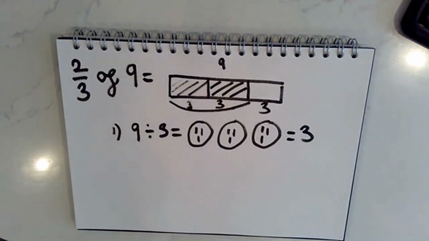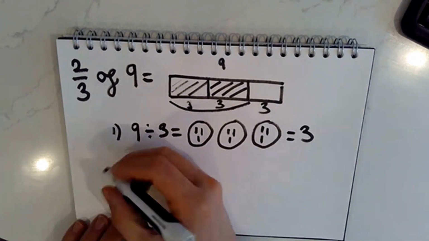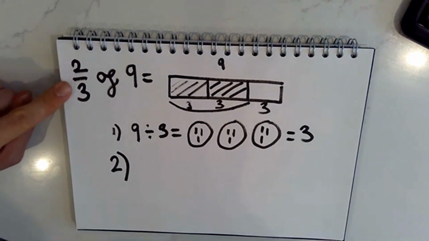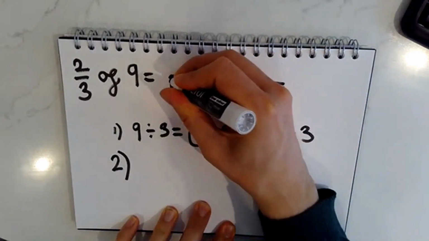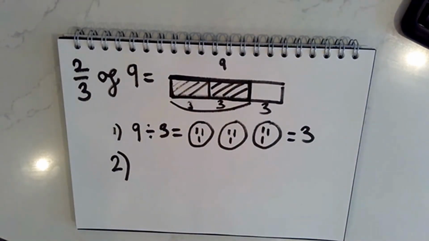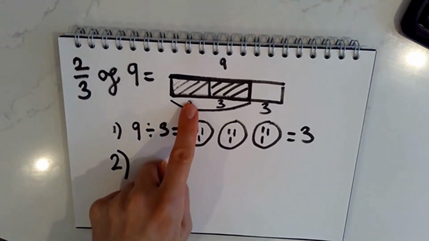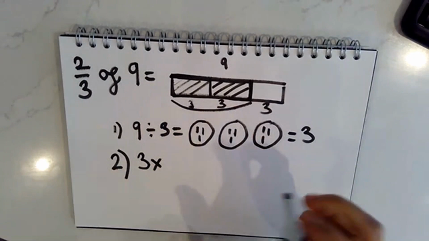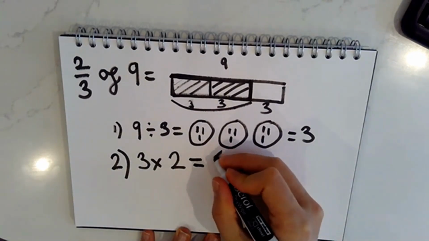So I know what 1/3 is equal to. 1/3 is equal to 3. But Year 2, I don't want to know what 1/3 is equal to. I want to know what 2/3 is equal to. To do that, I need to multiply what 1/3 is equal to by 2. I know 1/3 is equal to 3, but I want 2 of them, so I'm going to multiply by 2. 3 times 2 I know is equal to 6.